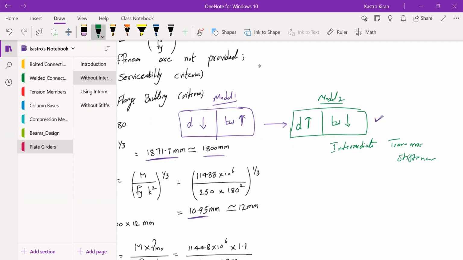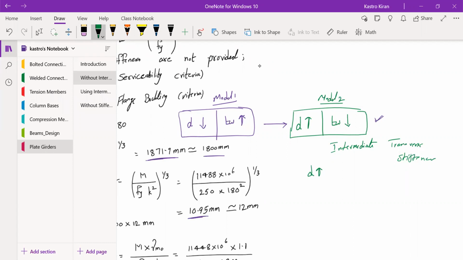So when you are providing intermediate transverse stiffeners, you can increase the depth of the web. Now you might have a question: sir, if you are increasing the depth of the web, there is a chance that the web portion of the plate girder might get buckled. Yes, that will get buckled. But here we are providing intermediate transverse stiffeners. If you are providing them, that means you are ensuring the safety of the member against buckling. So that's the reason why we are increasing the depth of the web in the model 2 problem.